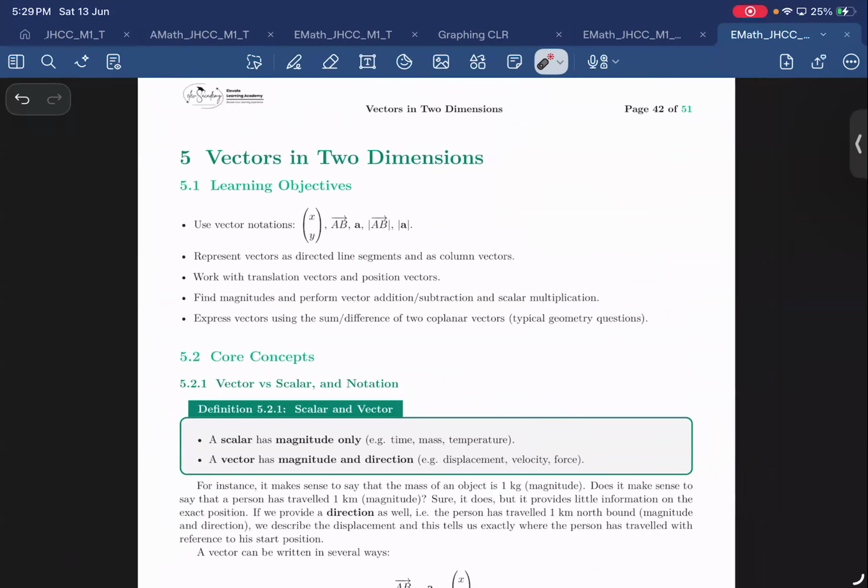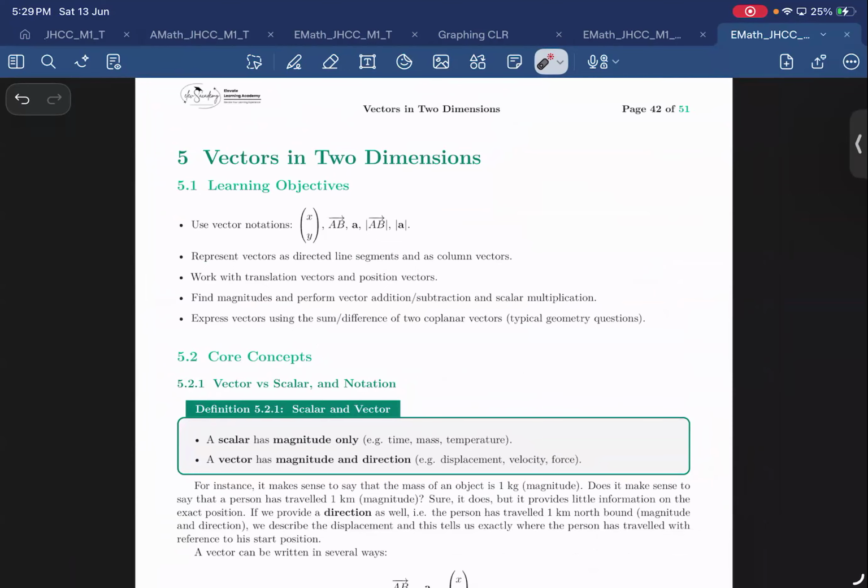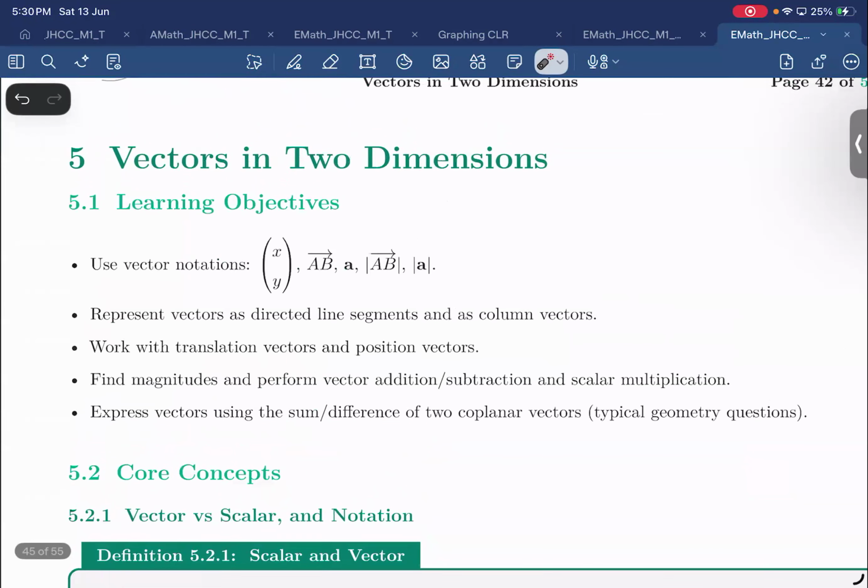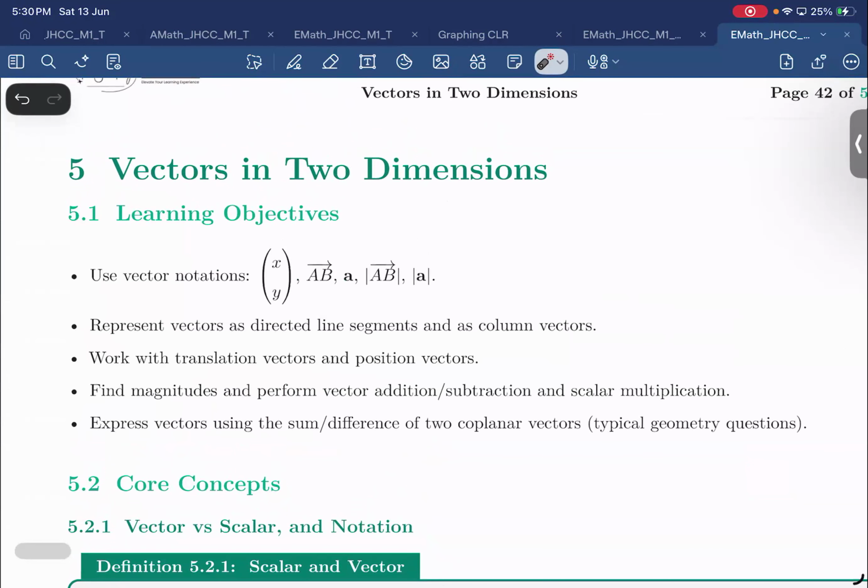Okay, so now we move on to the last chapter, which is vectors in 2 dimensions. I think quite a lot of people struggle with this chapter. It's one of the more difficult chapters in my opinion. For vectors in 2 dimensions, this one has a few different ways to represent the same info. The first one, with x on top and y below, looks like a fraction. It's called the column vector notation.